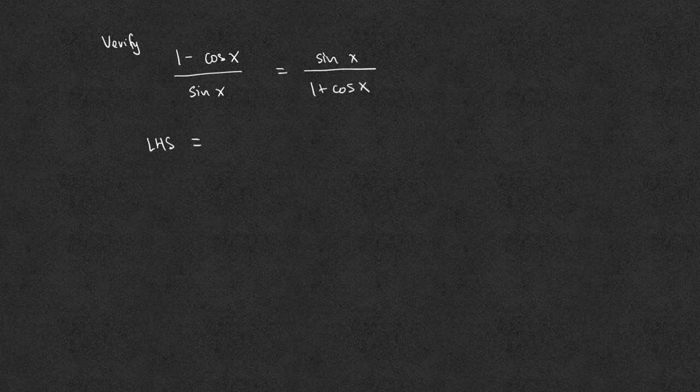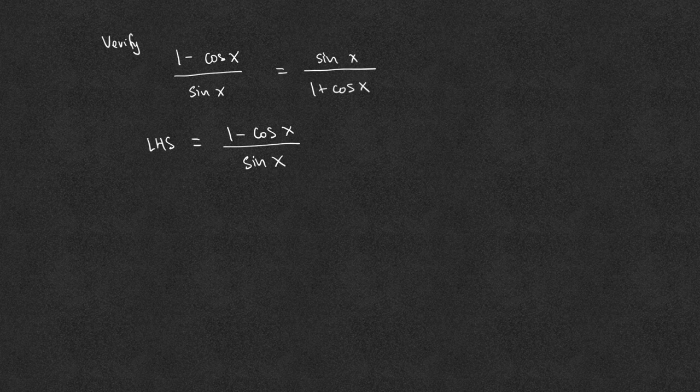The left-hand side is (1 minus cosine of x) over sine of x. The first thing we are recommended to do is to rewrite these trigonometric expressions in terms of sine and cosine, but they are already in terms of sine and cosine. The next thing is to multiply by a well-chosen one. A well-chosen one is usually in the form of the conjugate.